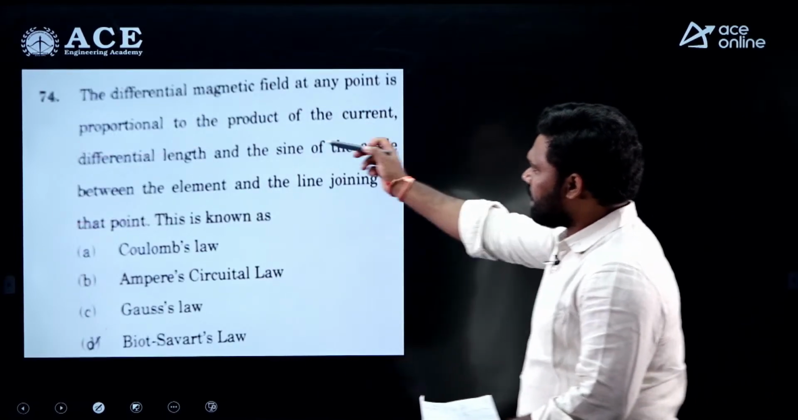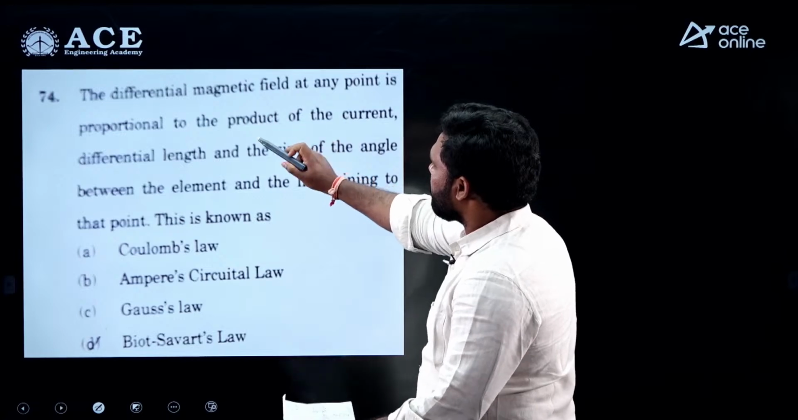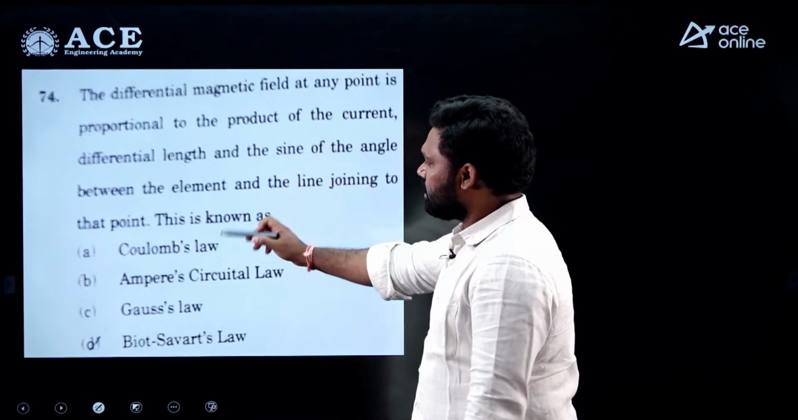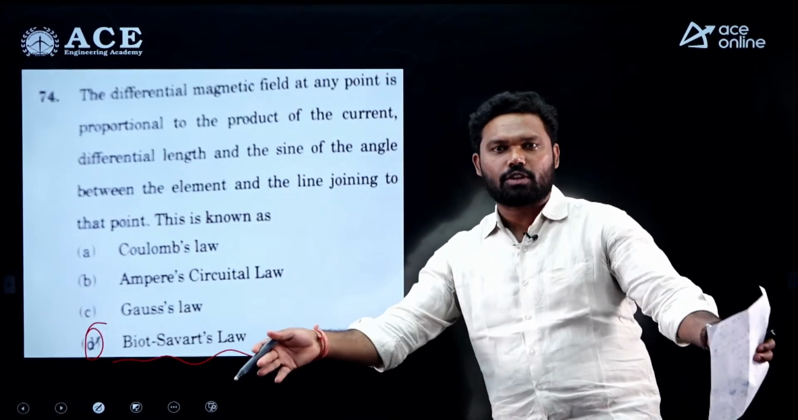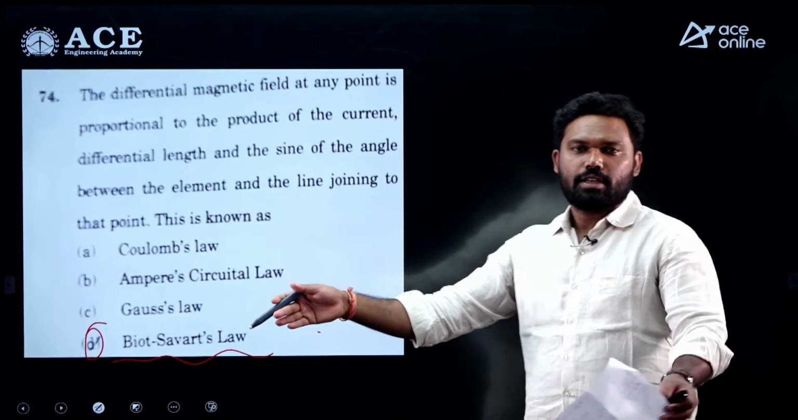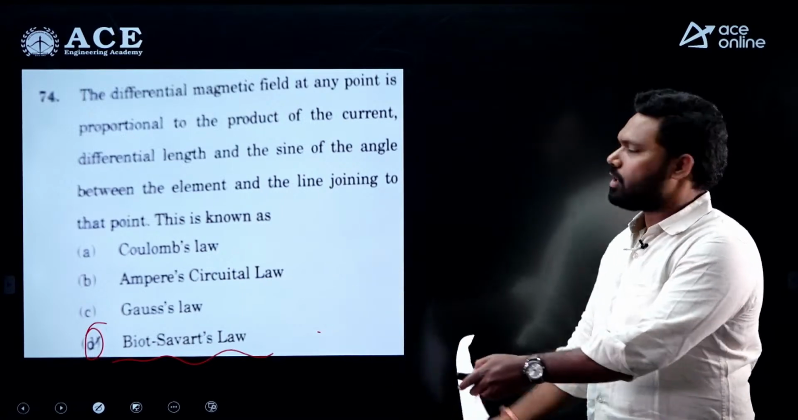Next, it is a direct, straightforward question: the differential magnetic field at any point is proportional to the current, and this is all defined by what is called Biot-Savart's law. It is analogous to Coulomb's law. In Coulomb's law, the electric field is described; here, Biot-Savart's law.